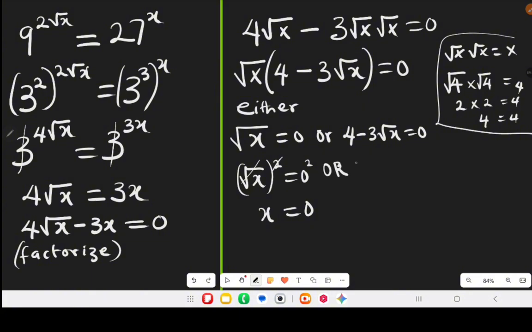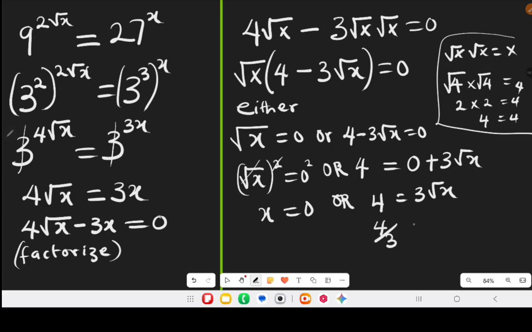Or we say 4 equals 0 plus 3 root x. When we take minus 3 root x across, the sign changes to plus, which gives us 4 equals 3 root x. Now we can divide both sides by the coefficient of root x, which is 3. This will give us 4 over 3 equals root x.